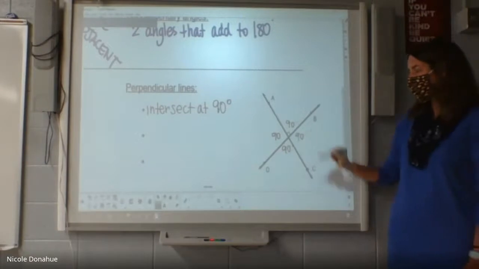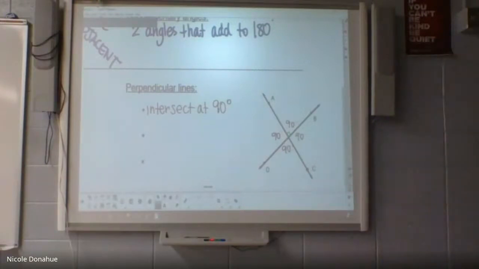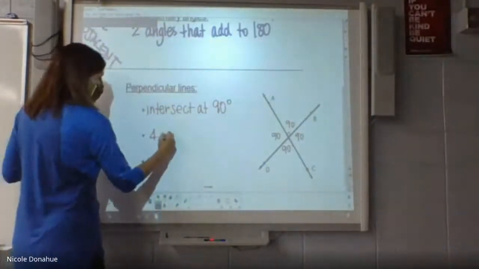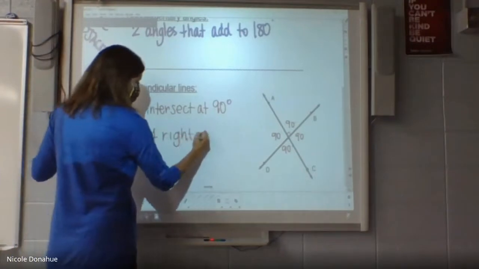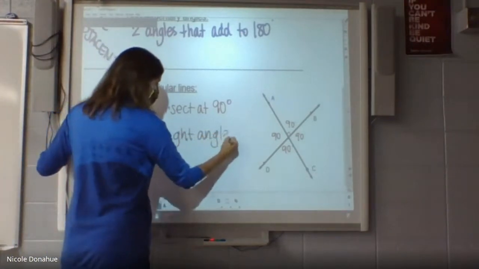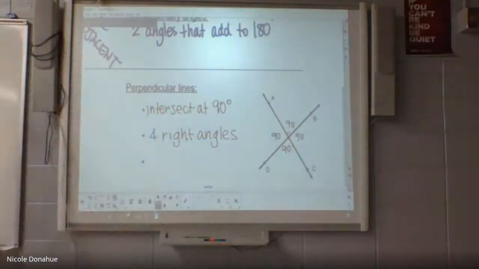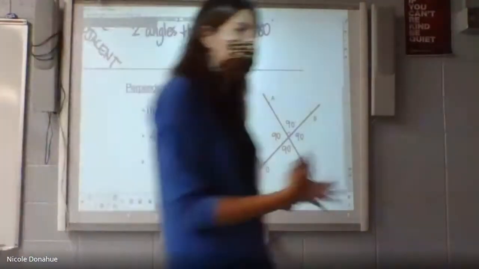This is also 90. So if we have one 90-degree angle at that intersection, all of them are going to be 90 degrees. So there's actually going to be 4 right angles. And all we have to do is tell us the one. We can assume all the other ones are going to be 90 because of what we know about the angles.